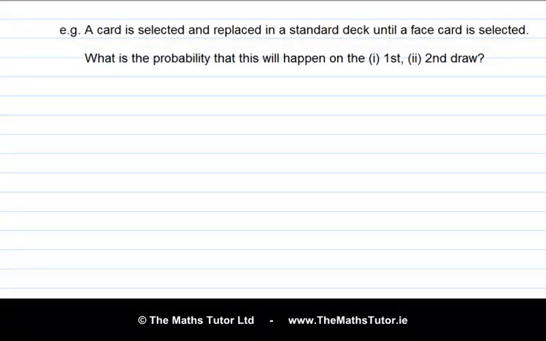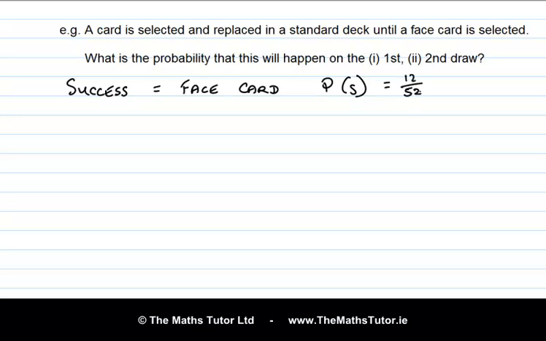A card is selected and replaced in a standard deck until a face card is selected. What is the probability that this will happen on the first or second draw? So first of all, success is to draw a face card. And the probability of success, well, there are 12 face cards in a deck of 52. So simplifying that, that's 3 over 13 is the probability of success.